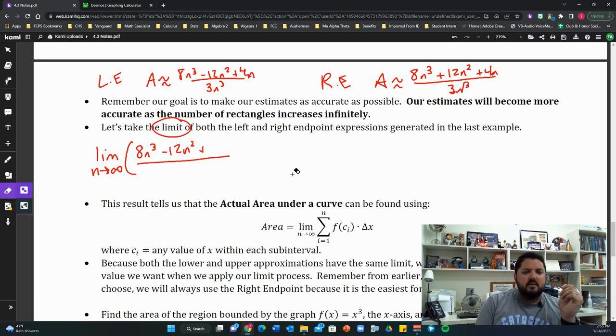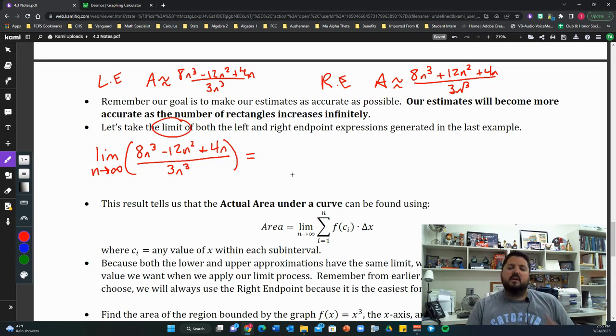So if I do that, this just goes back to our old limit stuff. There's several different ways to approach this. The simplest way is, again, it's just a rational function. So look at the growth rate of top and bottom. I've got a cubic over a cubic, same over same, means my limit is equal to the ratio of the leading coefficients, or 8/3.